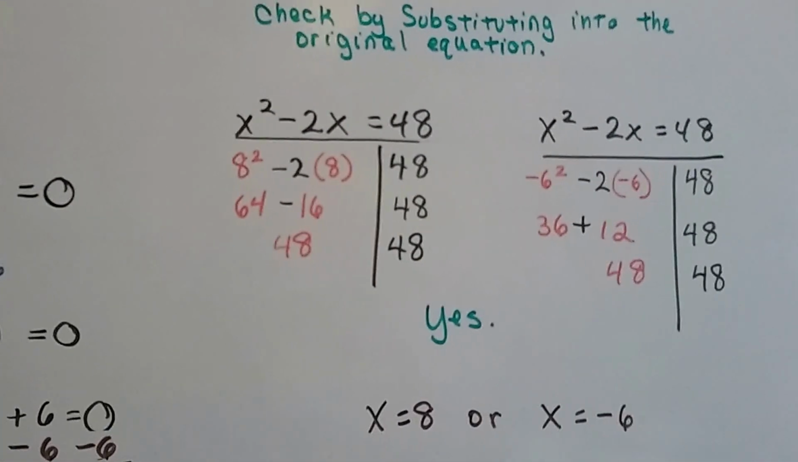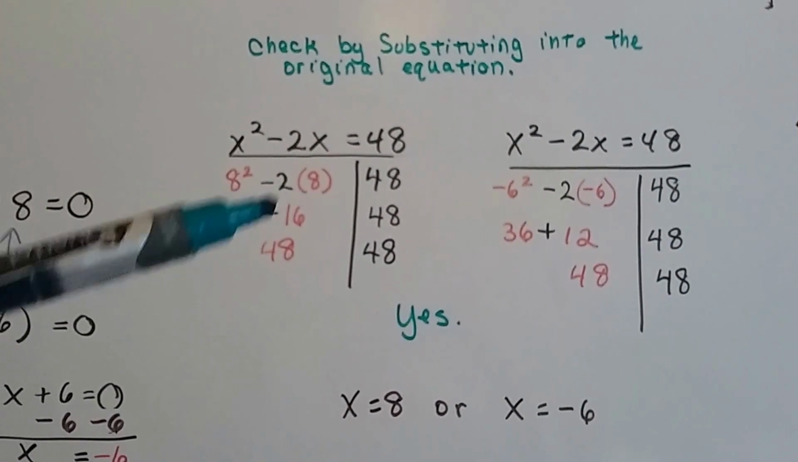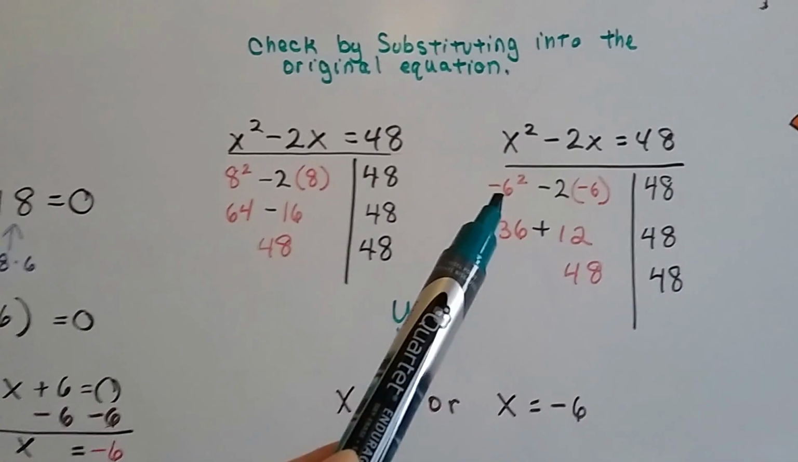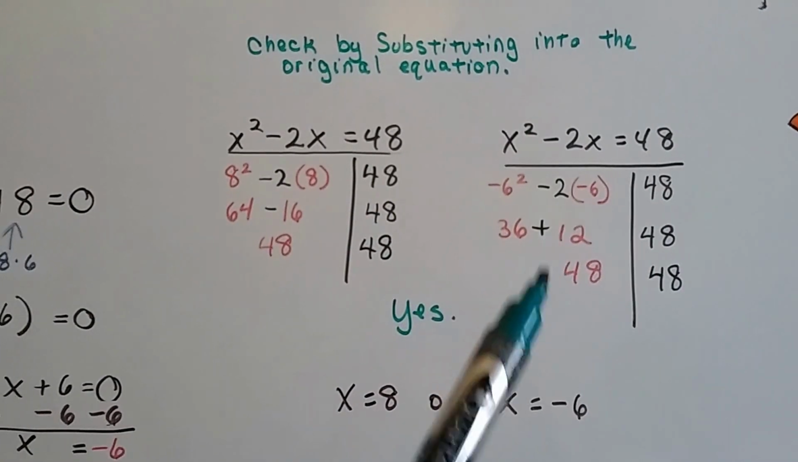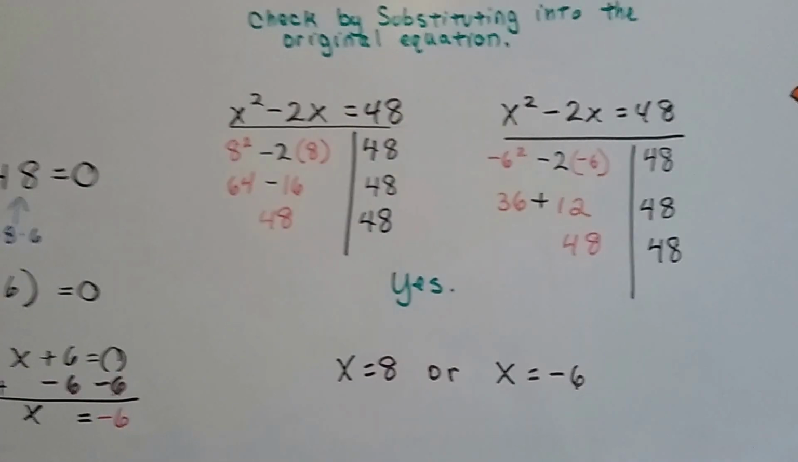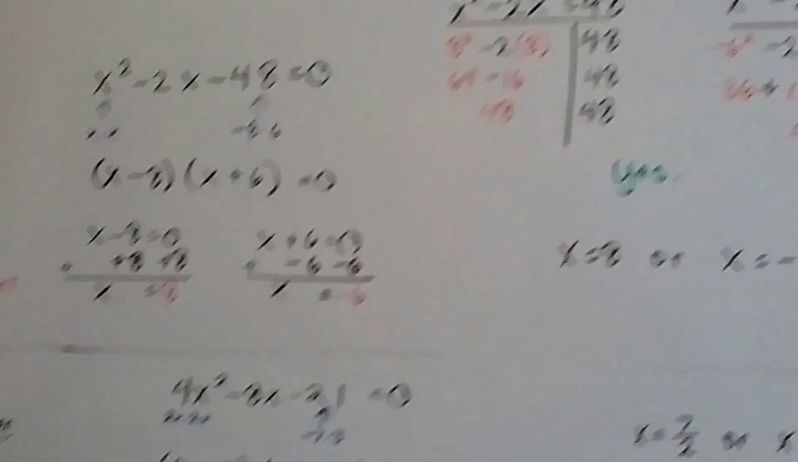Now we take this 8 and this negative 6 and we plug it into the original equation. We substitute it in. In here, we use the 8 and see if it works, and yes, it comes out that 48 equals 48. We try it again using the negative 6, and we see that 48 equals 48, so yes, x equals 8 or x equals a negative 6. They both work. Okay, let's try another one.